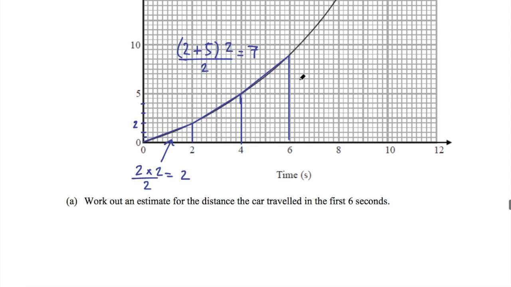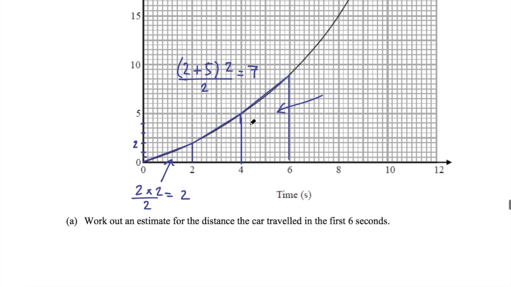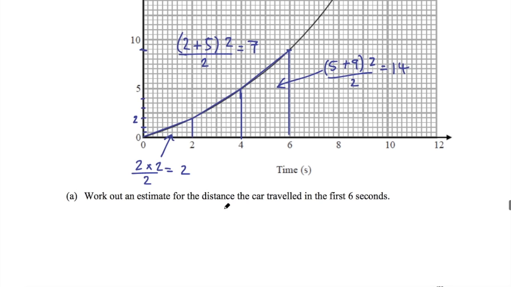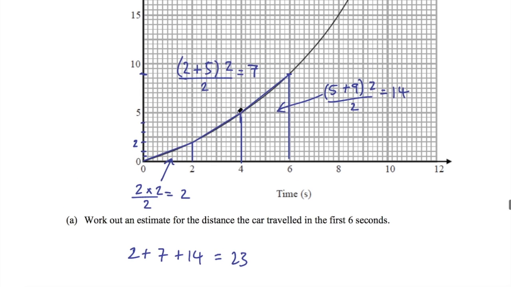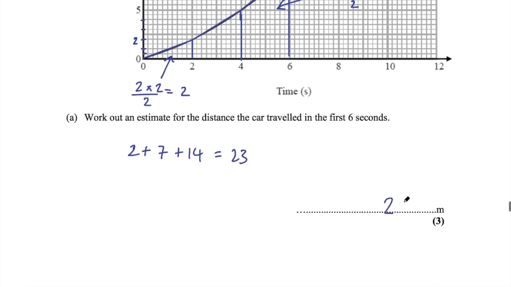And then we need the area of this part here. The length of the top side is 5 plus the base, which is 9. If we go across to the y-axis, we get 9. So 5 plus 9, multiplied by the height, which again is 2, divided by 2. Again, those 2's cancel, we're just left with 14, 5 plus 9. So we have the 3 areas, so we get 2 plus 7 plus 14, which equals 23. So the area under that graph is 23, so the distance must be 23 meters.